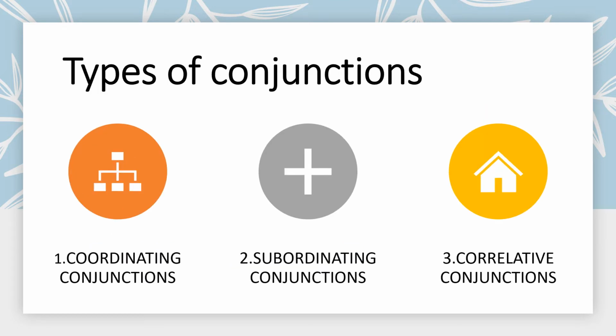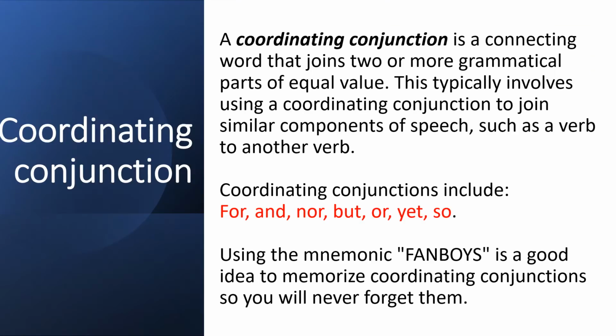Types of conjunctions: coordinating conjunctions, subordinating conjunctions, correlative conjunctions. Coordinating conjunction. A coordinating conjunction is a connecting word that joins two or more grammatical parts of equal value. This typically involves using a coordinating conjunction to join similar components of a speech, such as a verb to another verb. Coordinating conjunctions include for, and, nor, but, or, yet, so.